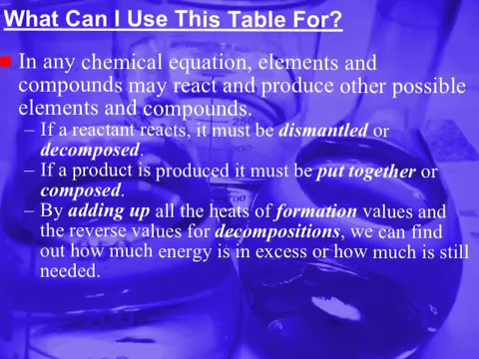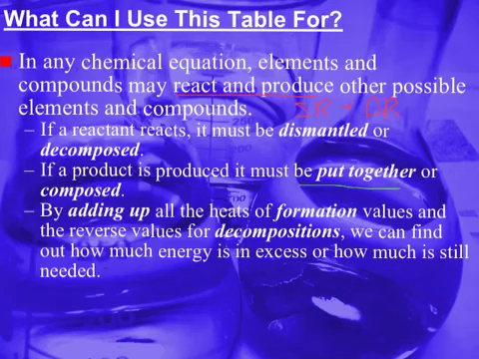Lastly, let's talk about what these table values are good for. We can use these table values to predict the enthalpy change for single replacement and double replacement reactions. Because in any chemical reaction, elements and compounds may react and produce other elements and compounds. If a compound reacts, it must be broken down into its elements. And then if a compound is formed, it must be put together from its elements.